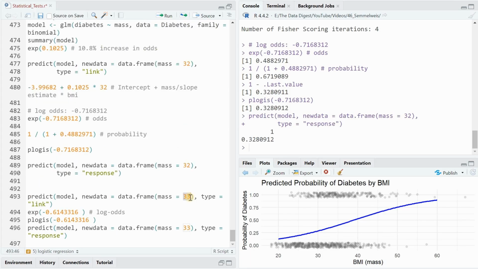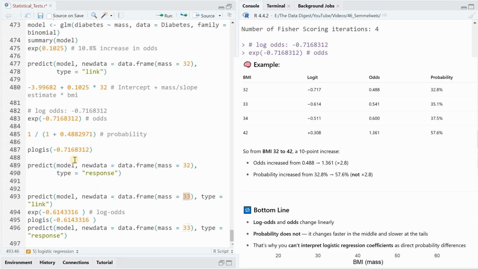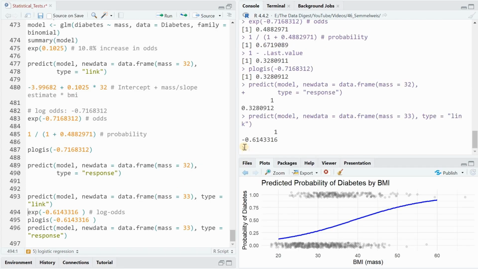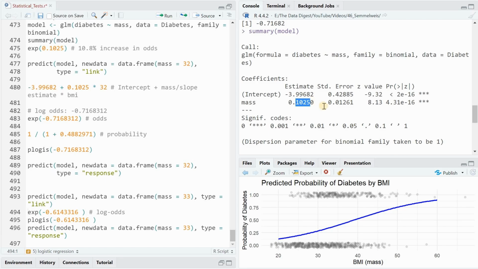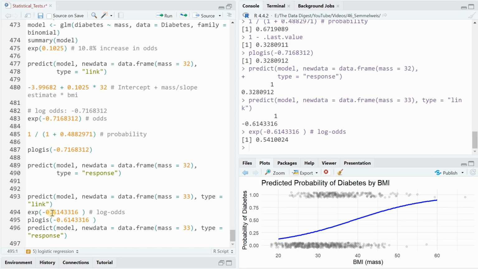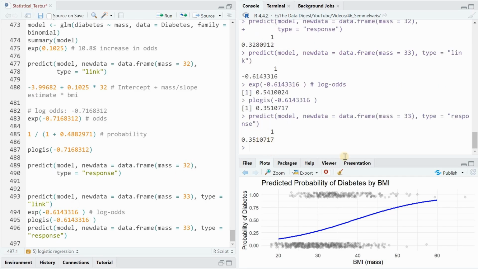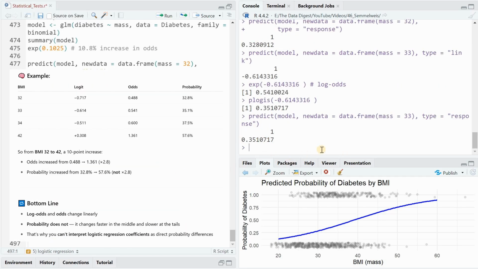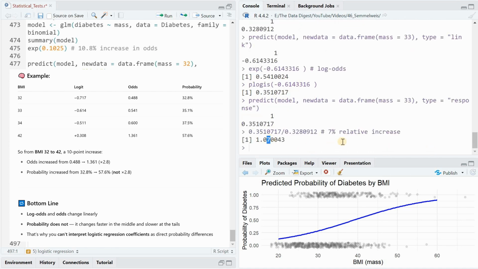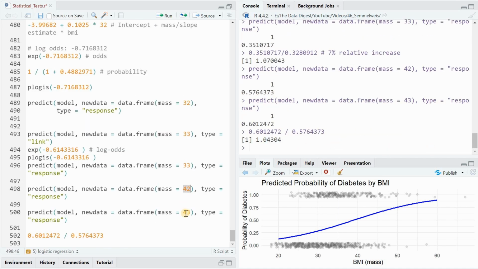One more example: what happens if we now go up 1 BMI? We had a 32.8% probability. Now we predict and get a slightly increased value, increased by exactly 0.1025. We can turn that into odds again, or directly use the plogis function, or predict it, and that means going from 32 to 33 and having these probabilities is an increase of 7%. But going from 42 to 43, another 1 point increase, is now only a 4% change.